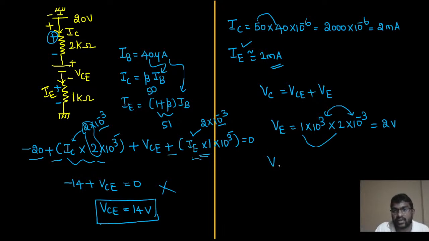So what is the finalized answer? The value of the collector voltage will be equal to the collector to emitter voltage plus the emitter voltage. What is the value of the collector to emitter voltage? This is 14 only, whereas the value of the emitter voltage is 2. So the overall value is going to be 16 volt.